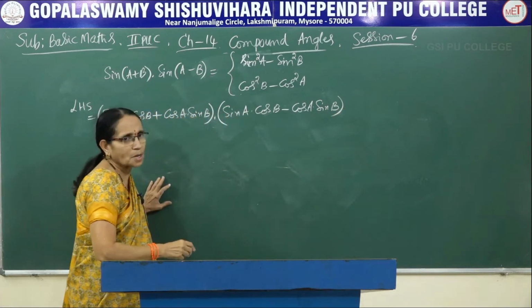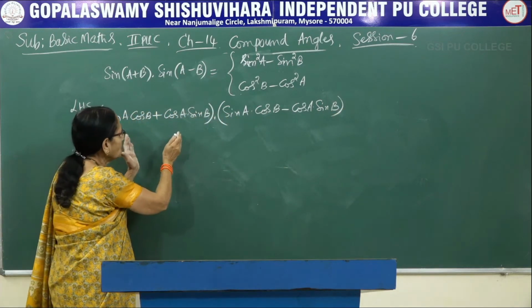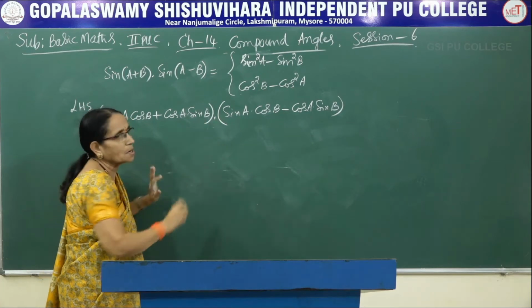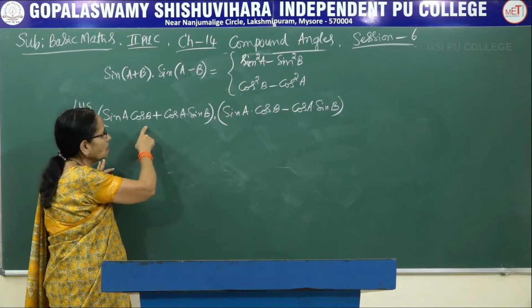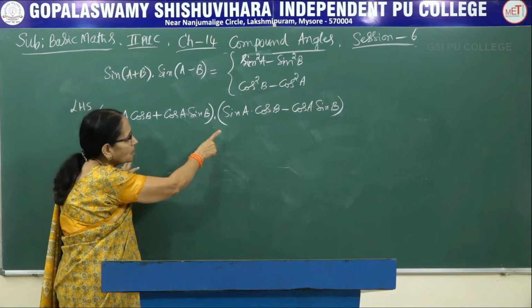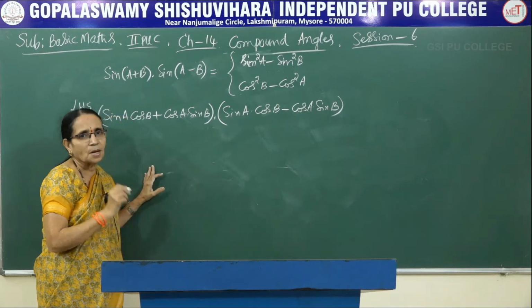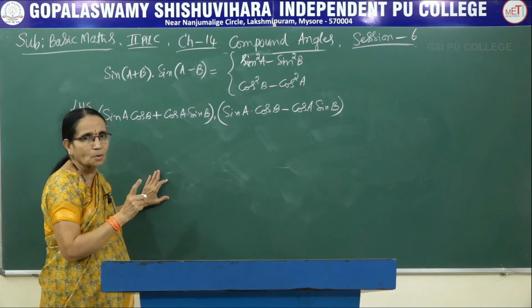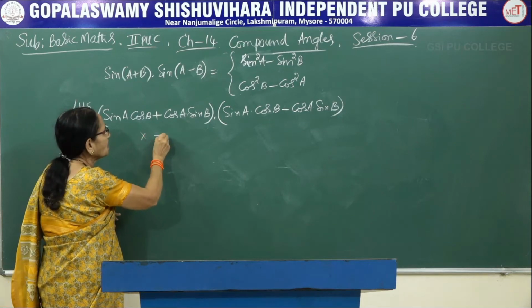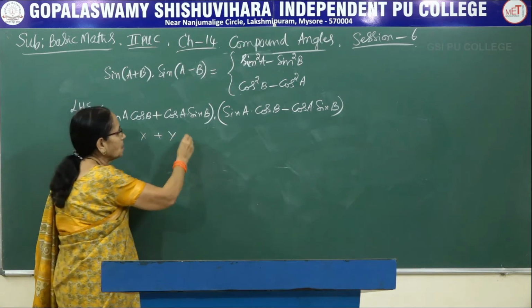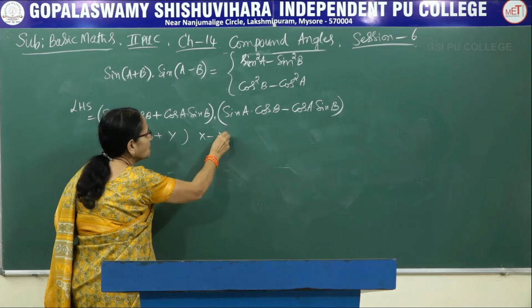Now look at the product here. We are having one term into another term: sin A cos B plus cos A sin B, and sin A cos B minus cos A sin B. Now it is of the form, suppose I take it as x here, x plus y into x minus y.